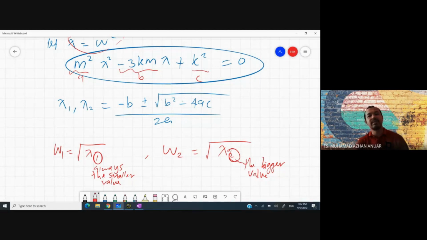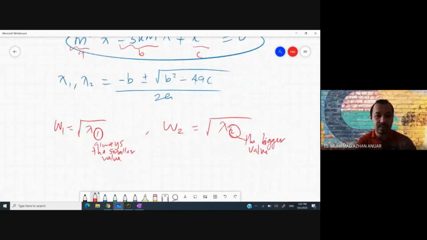So if you have, let's say, two lambdas, one is 4 and another one is 8, use omega 1 from the 4 value and omega 2 from the 8 value. Always the smaller one first, because we arrange our frequencies from the smaller to the higher value. So now we have the natural frequency.